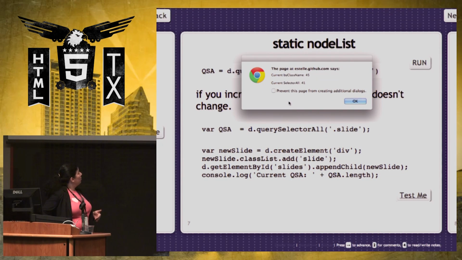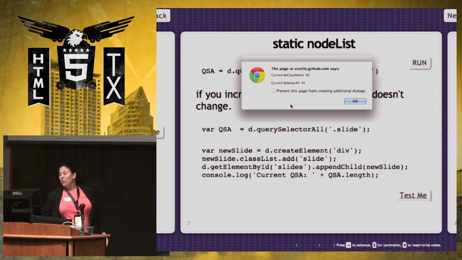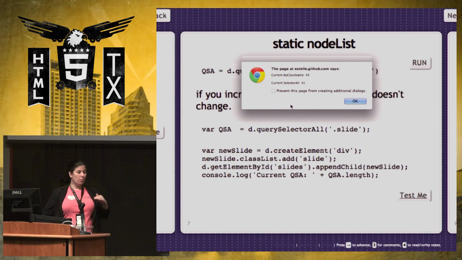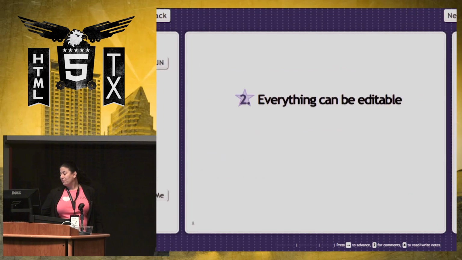So now it's telling me, do you want me to do alerts? And I'm like, this is the worst way to do a demo, but alerts is what works when you have very limited screen. So to reiterate, a static node list is when you get your node list originally, that is the node list that's kept in memory. Well, a pointer to it. When it's live, it updates if you're updating your DOM. So querySelectorAll is static.